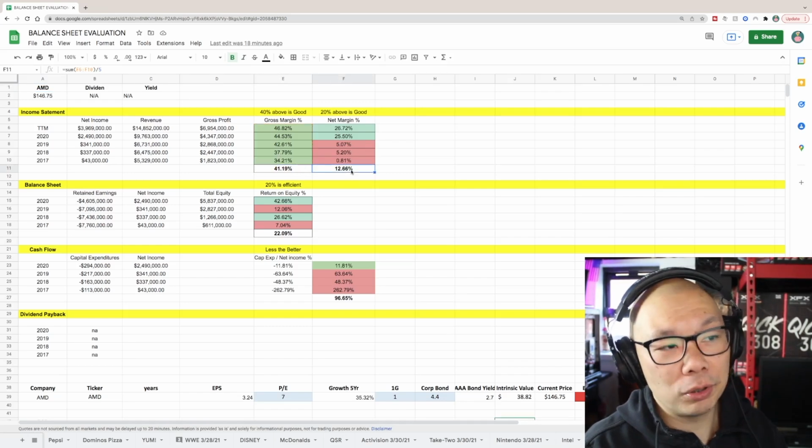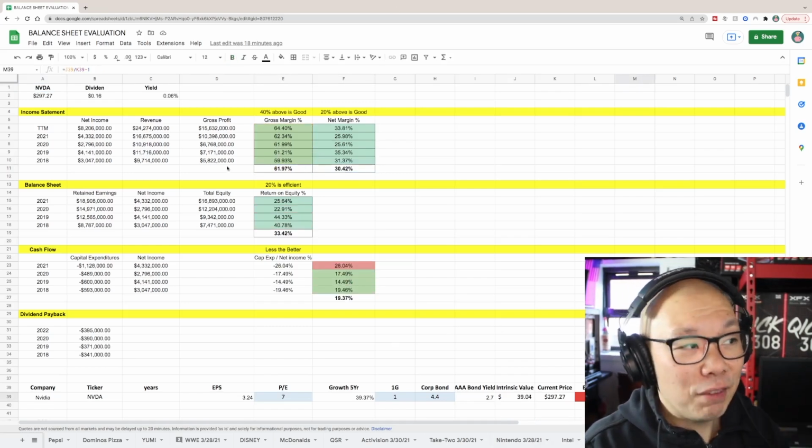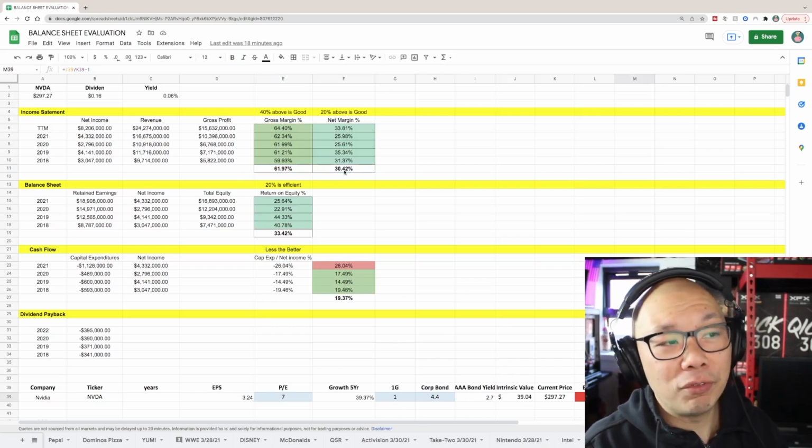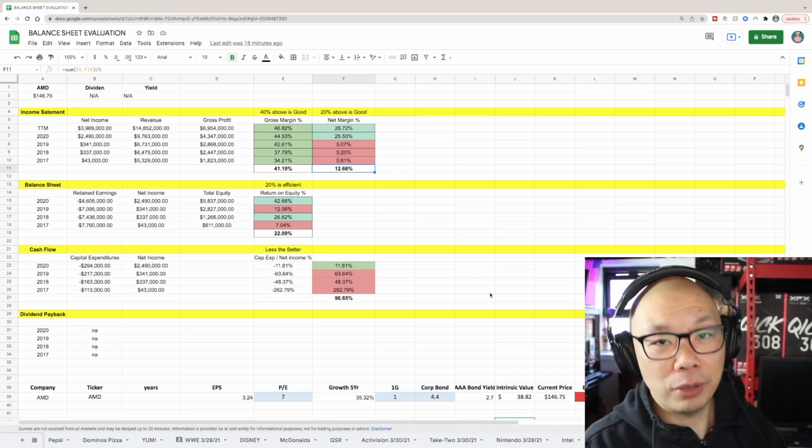But we look at the total. They're at 12.66%. Nvidia, on the other hand, is 30.42%. So right off the bat, Nvidia is definitely doing better on the income statement.